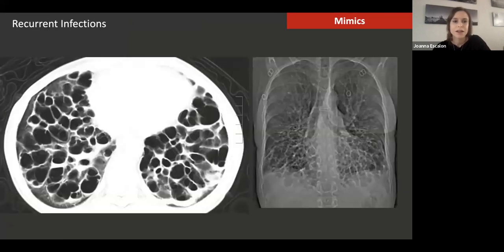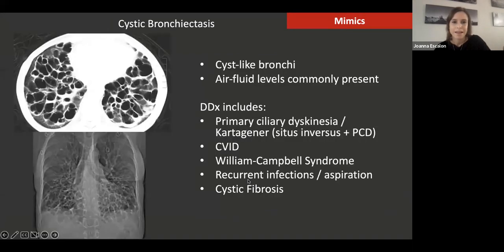Finally, our last mimic. This patient had recurrent infections. If you could scroll up and down, I'd tell you that these all communicate with the airways. This is cystic bronchiectasis. So in these cases, we see these cyst-like bronchi. Air-fluid levels are common. This case is lower lung predominant.